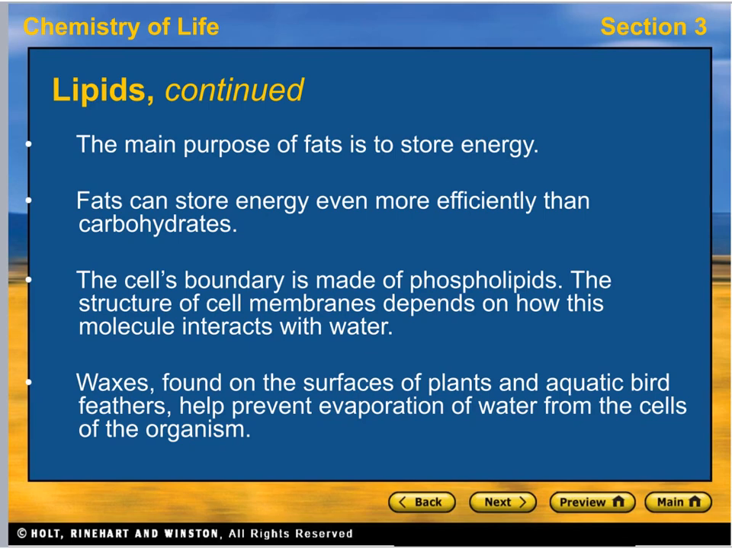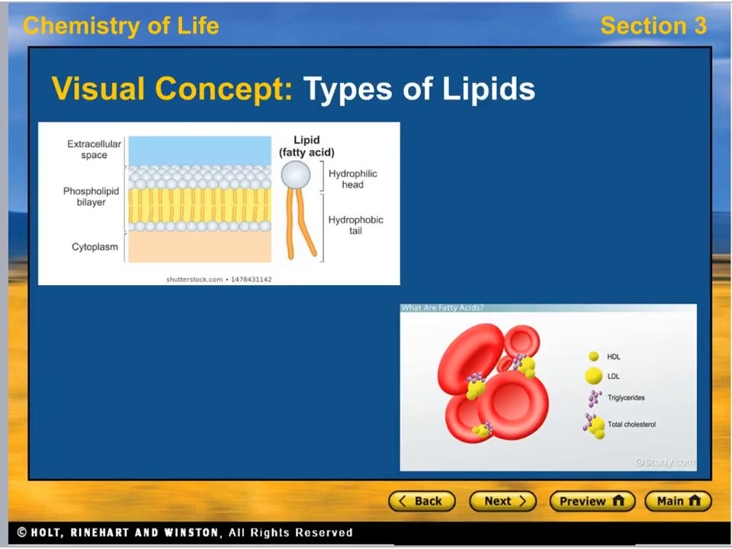And again, when we get to talking about cells later on this year, we're going to look at the boundary of the cell because that's made of what we call phospholipids. And it's the structure of the cell membrane that depends on how molecules interact with water. Okay, because you're going to have a side that repels water and then a side that likes water, or at least will tolerate it. Now, with waxes, these can be found on the surfaces of plants and aquatic bird feathers because this helps prevent the evaporation of water from the cells of that organism. So just a couple types of lipid.